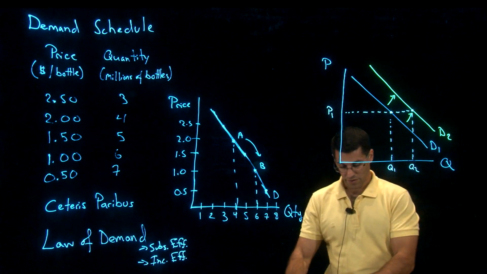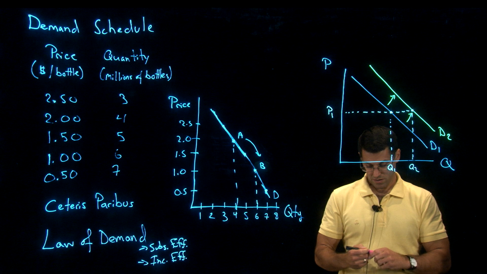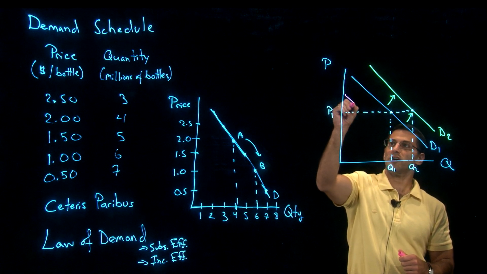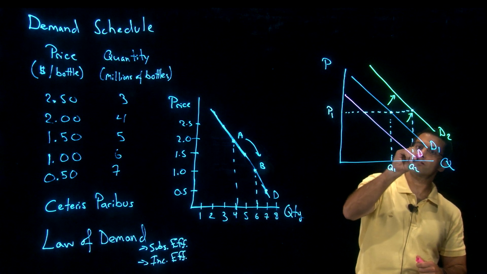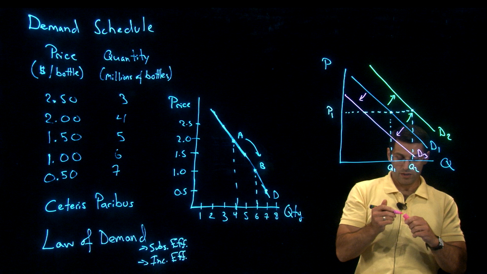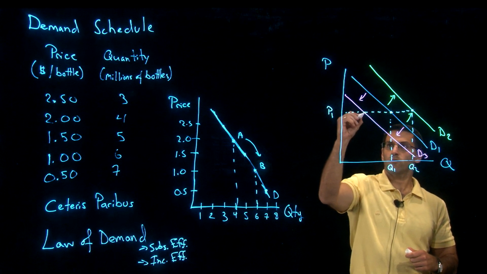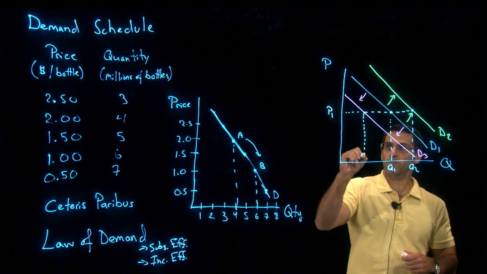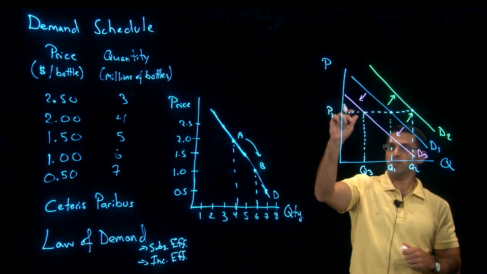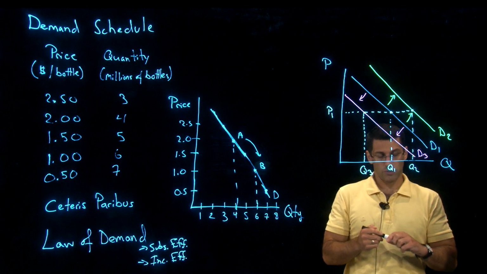Alternatively, we also want to think about a decrease in demand. So that would be a shift from, say, D1 down to D3. Okay. And again, here, if you look at where we have the intersection between our demand curve and the price P1, you can see that at that point, the quantity demanded would be only Q3.